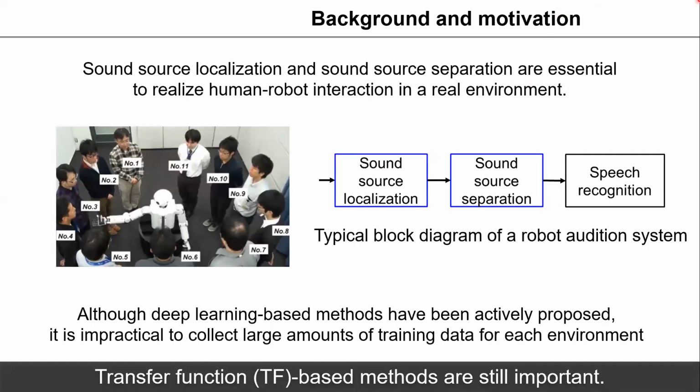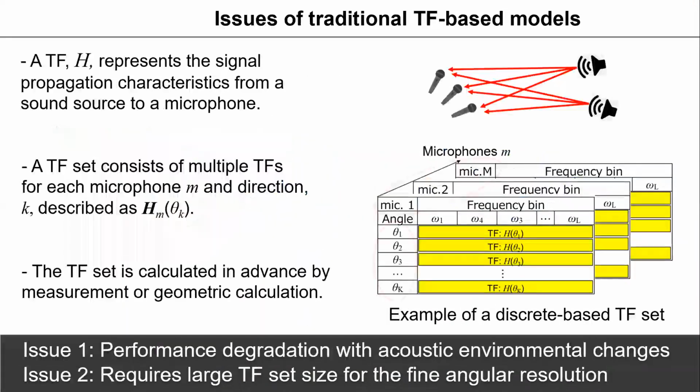Robot audition techniques such as sound source localization and separation are essential to realize human-robot interaction in a real environment. In recent years, many deep learning-based methods have been actively proposed, but they are impractical for robots due to the high computational complexity. So transfer function-based array signal processing approaches are still important. A transfer function represents the signal propagation characteristics from a sound source to a microphone.